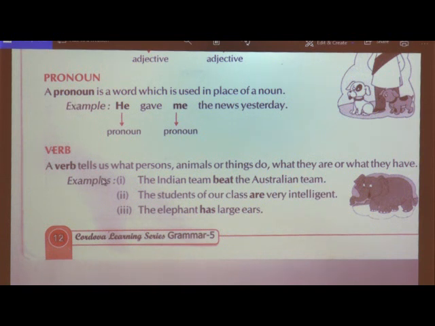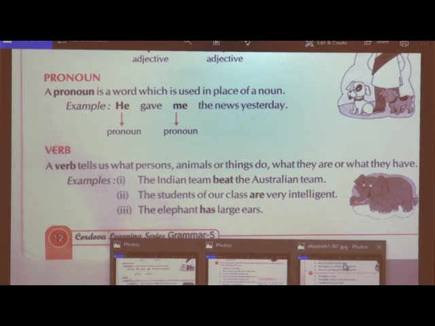Then next, if you see here, I told you about a verb. What is a verb? It shows an action, what a person is doing, or we can say what an animal is doing. The actions are told, and that action is called a verb. And I told you a verb may be of one word, it may be of two words, or it may be of more than two or three words.